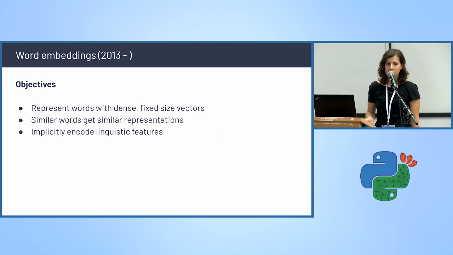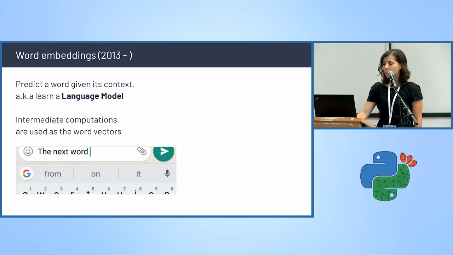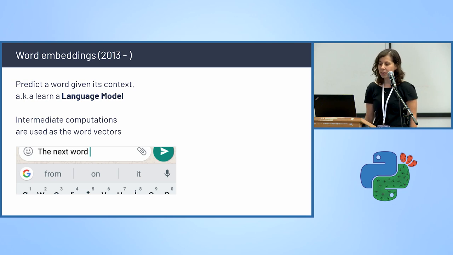So what if we could represent words with a dense fixed size vector where similar words would get similar representations, and we'd also encode some of the linguistic features, right? 2013 was the year where Word2Vec was first published. And there are many, many ways to learn word embeddings.